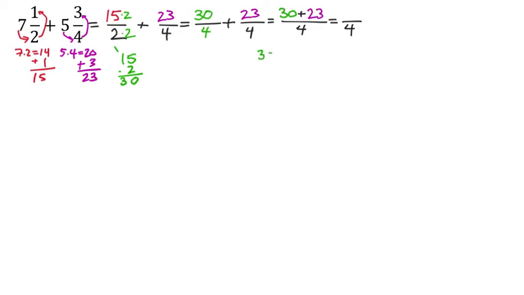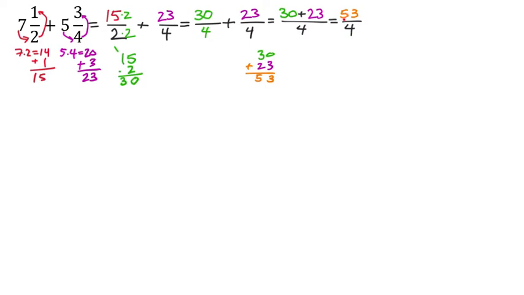Let's go and add those two numerators. 30 plus 23. So 0 plus 3 is 3, 3 plus 2 is 5. So that's a new numerator of 53 fourths. Now I would look at this. If you had done this in eighths, the second fraction would have been 46 eighths, and if you had added those together, you would have had 106 eighths, which then would have simplified to 53 fourths.